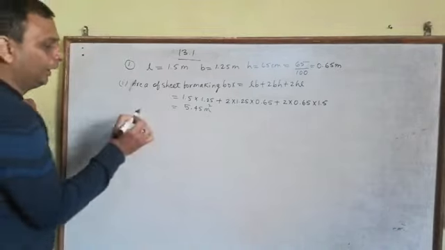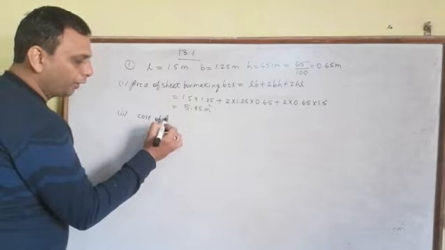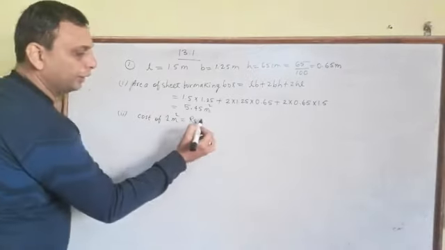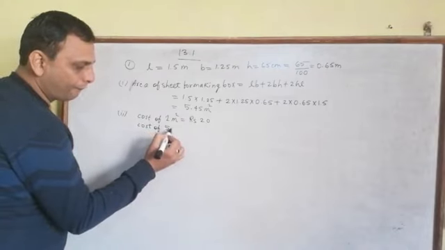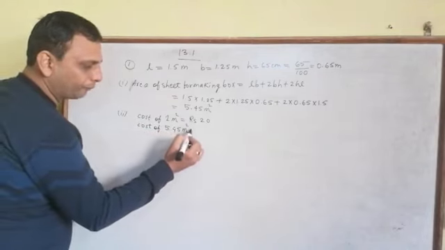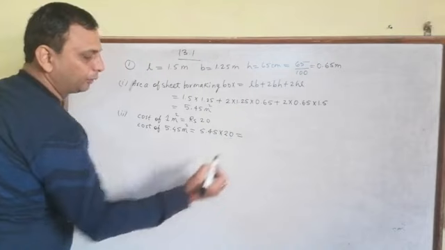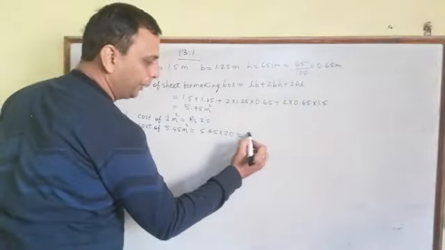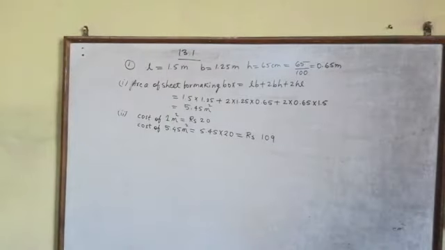Now this is the area, and in the second question it is asked: if the cost of 1 meter square is 20 rupees, then what will be the cost of 5.45 meter square? So 5.45 multiplied by 20 will be equal to 109 rupees. 109 is the answer for the first question.